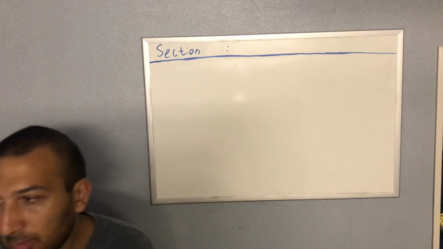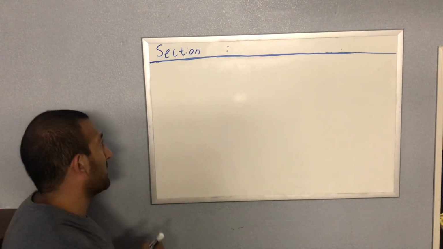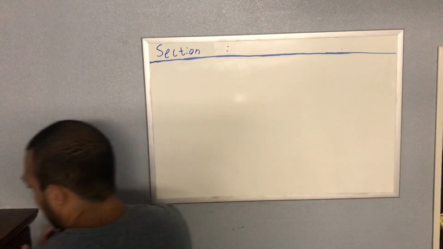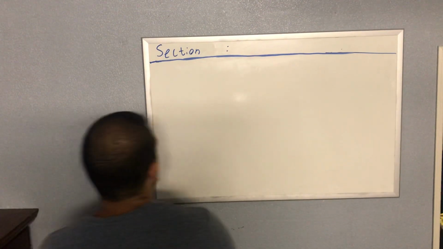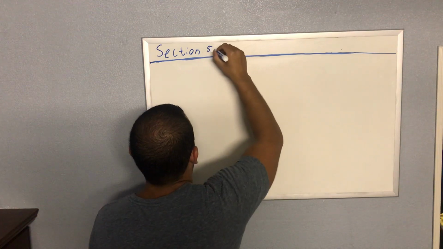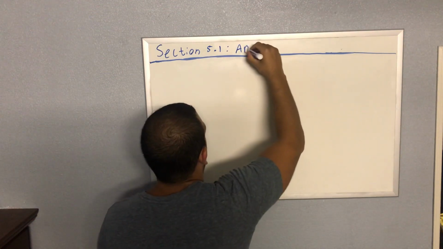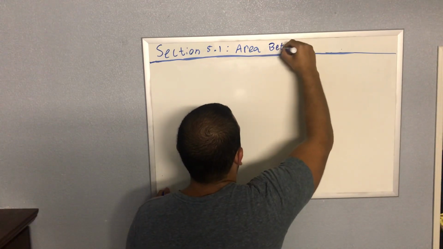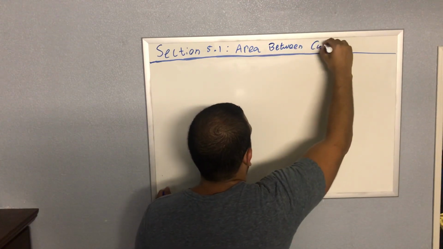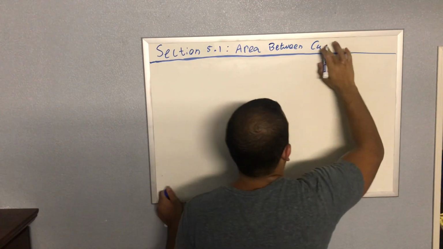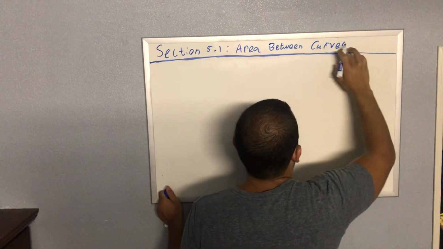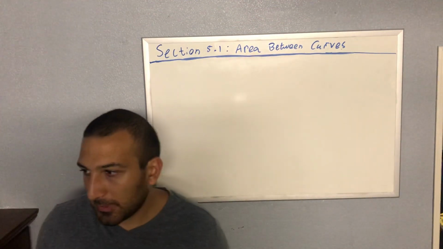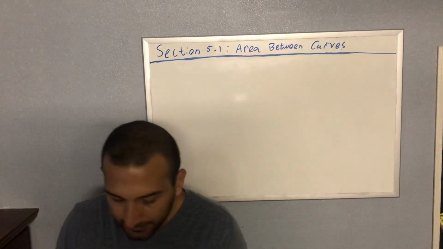So to start, we're going to talk about the area between curves. So this is a new chapter. Oh, sorry, wrong color. So the area between curves, okay? And so let's make clear what that is now.